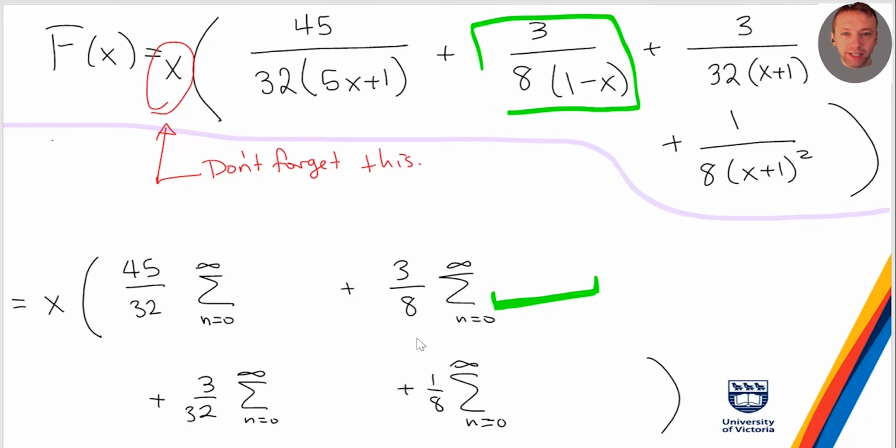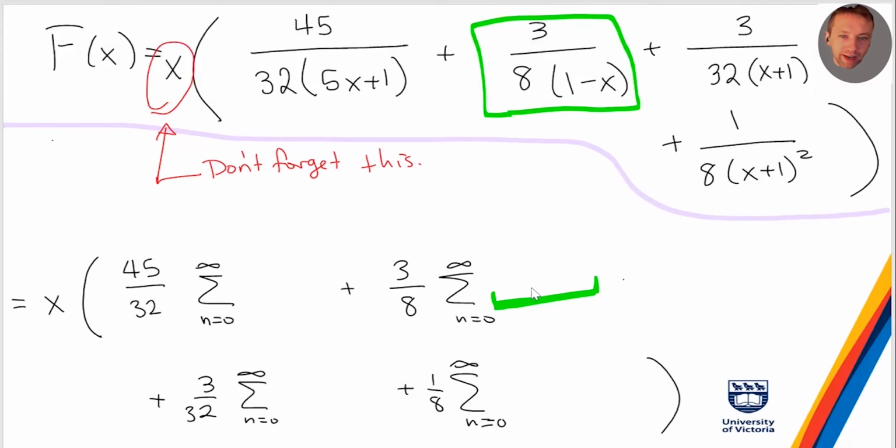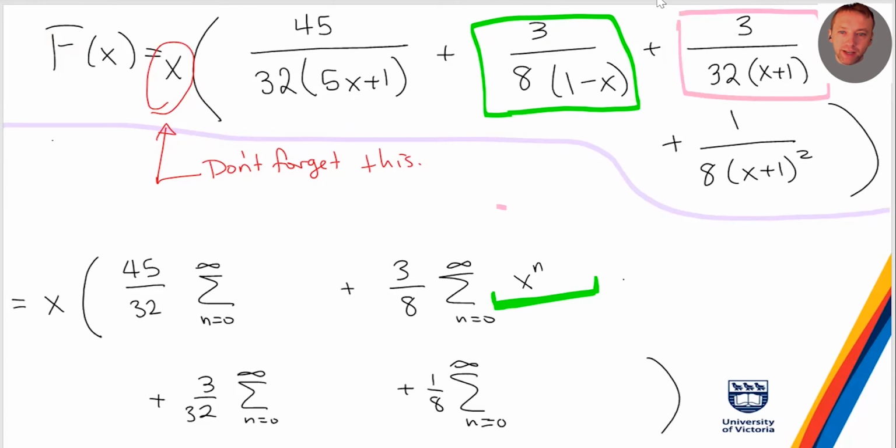I'm trying to deal with this term. This is the easiest one because it's just a 1 over 1 minus x, right? So it's just x to the n. Now let's deal with this term. That's kind of the next easiest. Of course, x plus 1 is the same as 1 plus x, right? So if you think about a substitution like x equals negative x, and you think back to this example, this is just negative 1 to the n, x to the n.